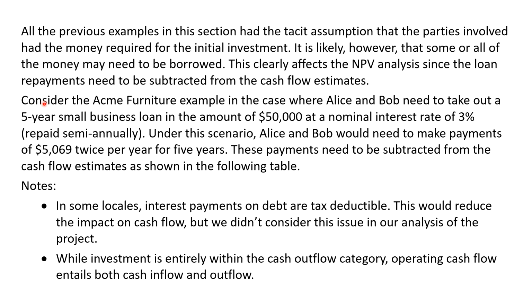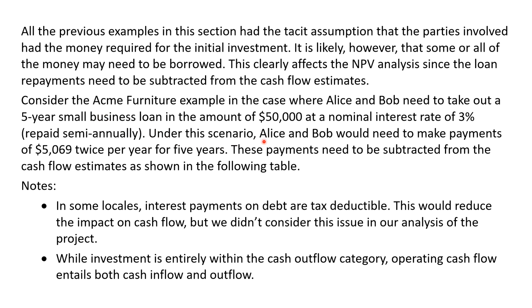So I have the extended example here. Consider the Acme Furniture example where Alice and Bob need to take out a 5-year small business loan in the amount of $50,000 at a nominal interest rate of 3%, repaid semi-annually. So I'm trying to make things easier here with the length of the loan, and the payments for the loan are kind of in sync with the analysis that we did initially. That may not always be the case, but just to illustrate the idea, let's make things a little bit simpler.